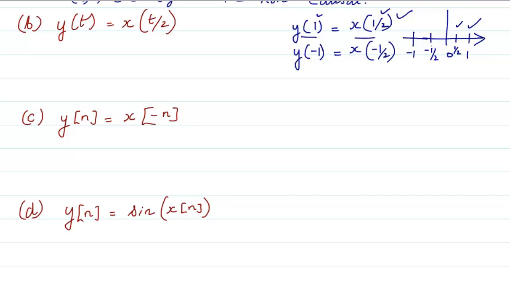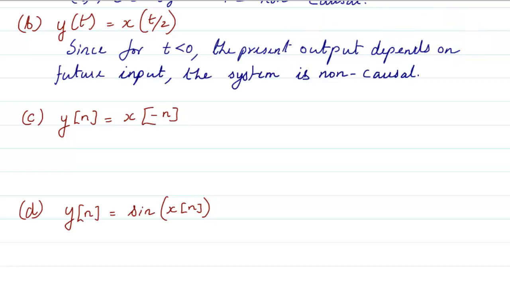So what can we say? We can say that for all the values where t is negative, that means for t less than 0, y(t) will basically depend on future values. So we can say that this is a non-causal system. So how will we write that? Since for t less than 0, the present output depends on future input, the system is non-causal. Same is the case with the next problem.